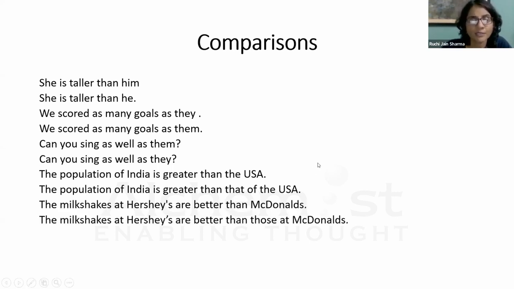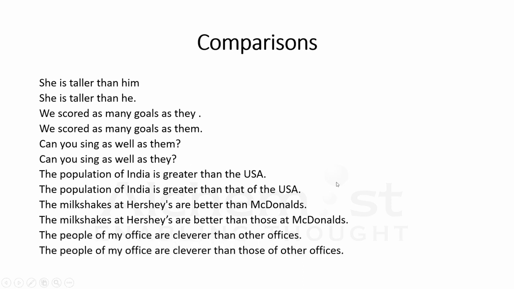Now, the milkshakes at Hershey's are better than McDonald's, or the milkshakes at Hershey's are better than those at McDonald's? Second one, yes. Because in the first one, I'm comparing the milkshakes to McDonald's, which doesn't make sense. I have to compare the milkshakes of Hershey's to those at McDonald's. So here we have used "those" instead of "that" because milkshakes is plural. Okay. The people of my office are cleverer than other offices, or the people of my office are cleverer than those of other offices? The second one, because I want to compare the people of my office to the people of other offices, right? In the first one, I'm comparing people to offices, which is incorrect.